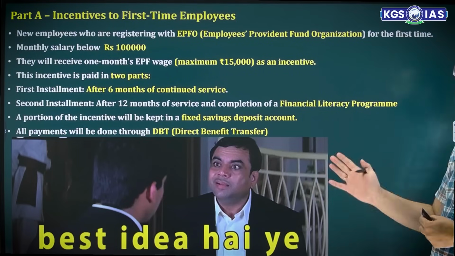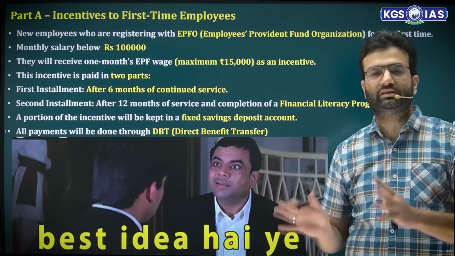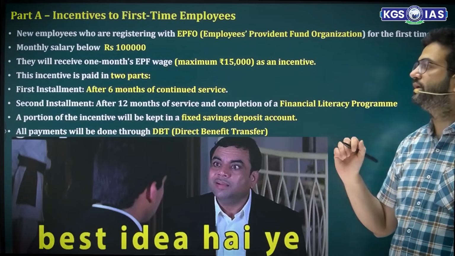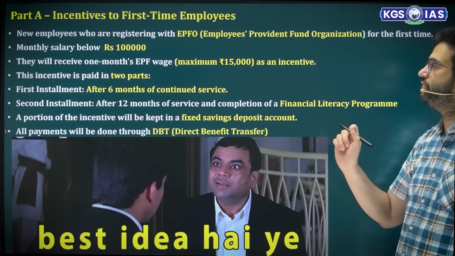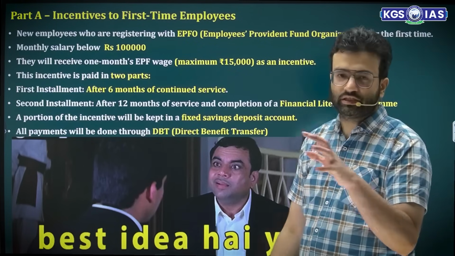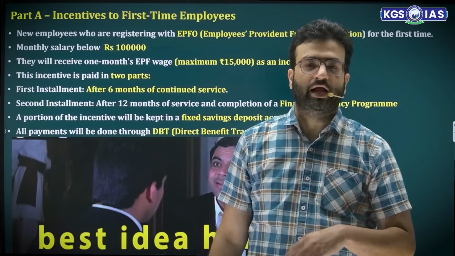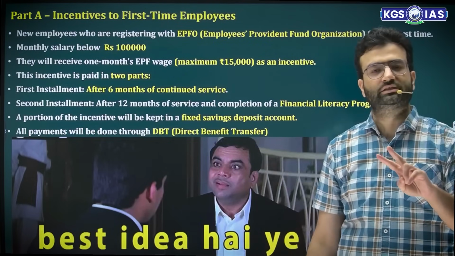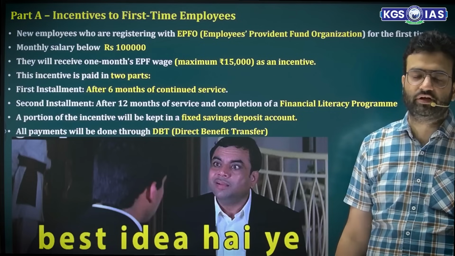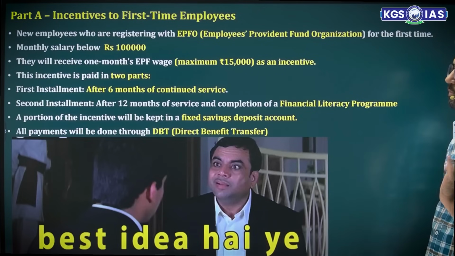Then the second is that the monthly salary should be below 1 lakh. Those who are getting the job and whose monthly salary is less than 1 lakh are eligible under this scheme. Third, they will receive 1 month EPF wage, maximum rupees 15,000, as an incentive. This 15,000 incentive is distributed in two parts. When you complete the first 6 months, you will receive half of it. Then when you complete the next 6 months, you will receive the other half.